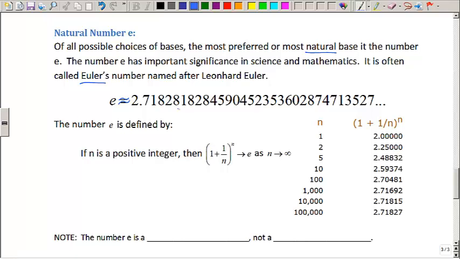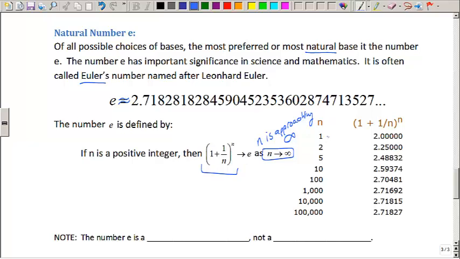The number e is defined by this function. If n is a positive integer, then if we take the expression 1 plus 1 over n, raised to the n, and I let n get really big, that's what this means: n is approaching infinity. Well, we know it can't ever actually get to infinity because infinity is more of an idea or a concept, but if I plug in values really close to infinity, then this expression gets really close to e.